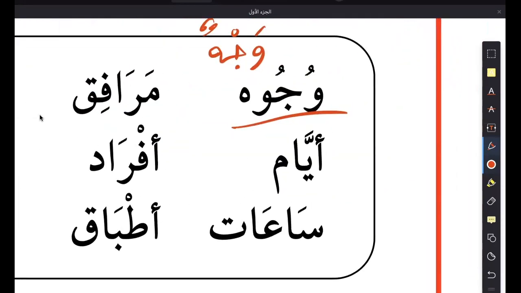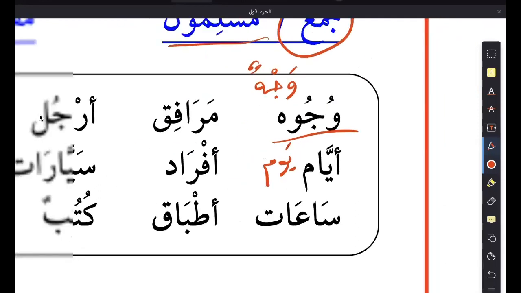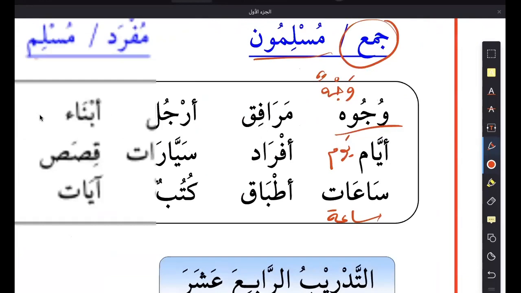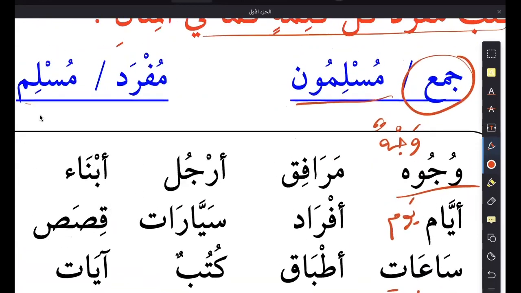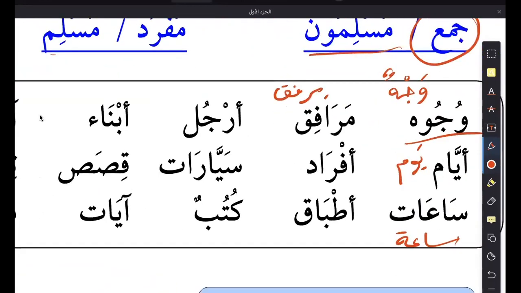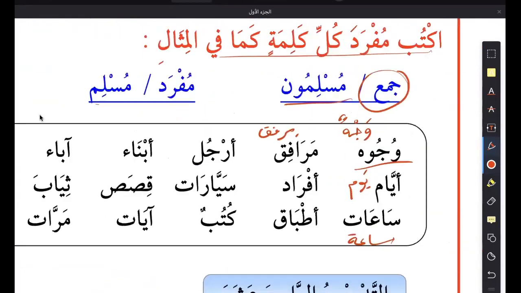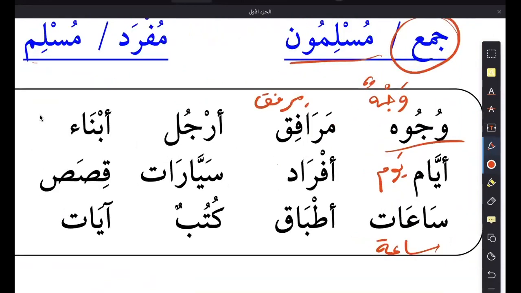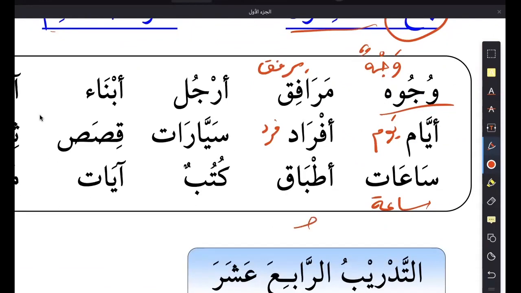Ayyam. Ayyam is the plural of yom. Yom. Okay. Sa'at is the plural of sa'a. Marafiq is a plural of mirfaq. Mirfaq. Okay. Then afrad is plural of fard. You have to know what they mean, right? Marafiq is elbow, afrad is individual. Okay, so afrad's singular is fard, one individual. Adbaq is dishes, so tabaq. Tabaq.